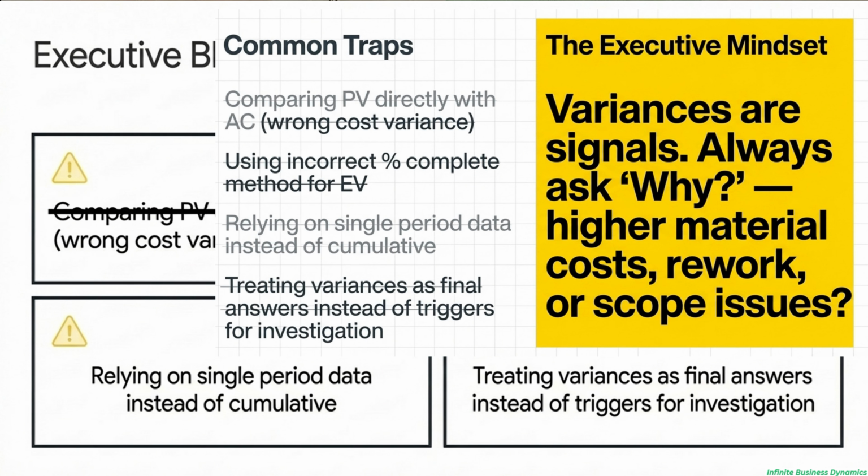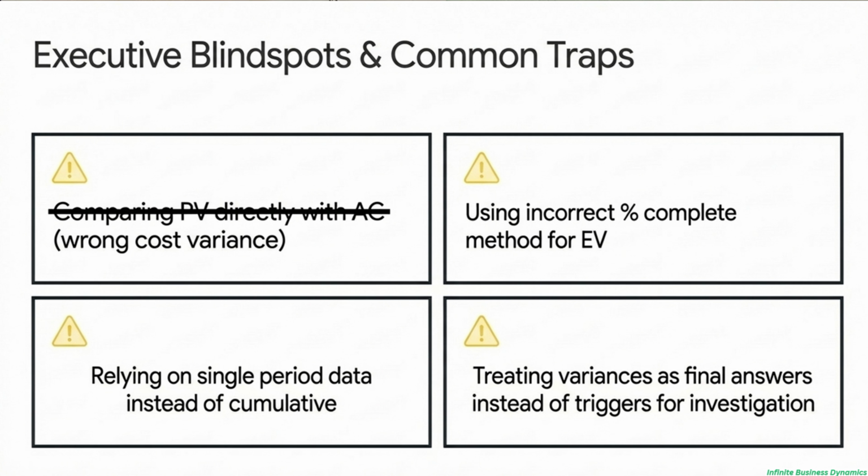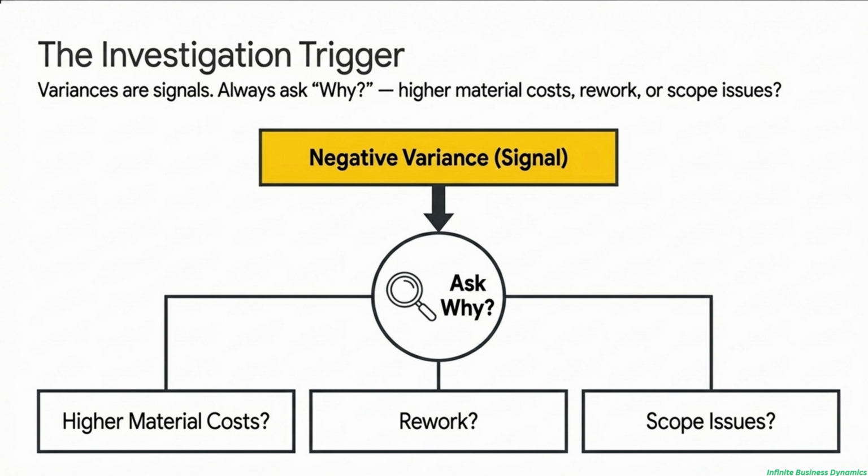Other traps? Forgetting to look at the cumulative trend, and, the big one, treating a negative number as the final answer. And that brings us to the most important mindset shift you need to make. A variance is not the end of the story, it's the beginning of the story. It's a signal. It's a flashing red light on your dashboard.